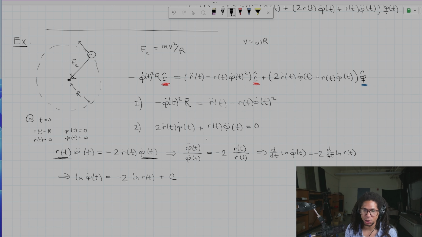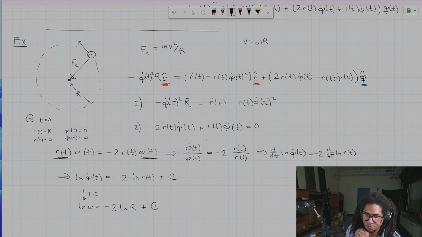Now, if I stick in my initial condition here, this will tell me that the log of omega is equal to minus 2 times the log of capital R plus C. Terrible, terrible, right? I can't take the log of a dimension-full quantity. If I still have any dimension-full logs at the end, I'll need to use this constant to cancel them out. But as we'll see, this actually will end up being okay.